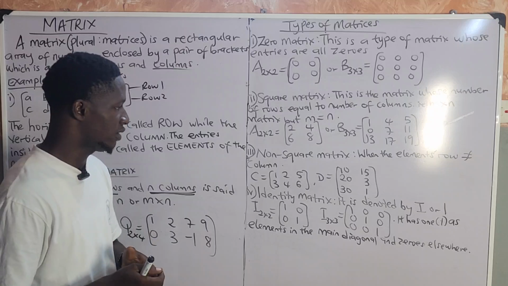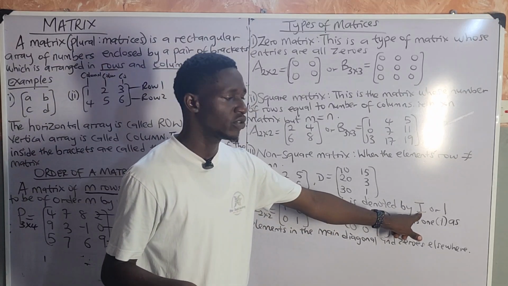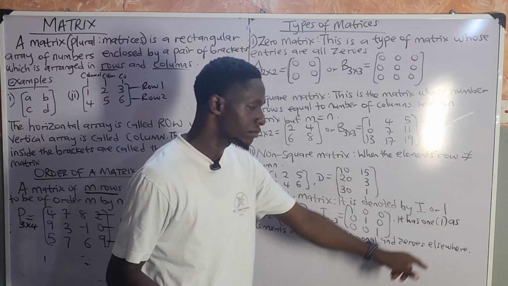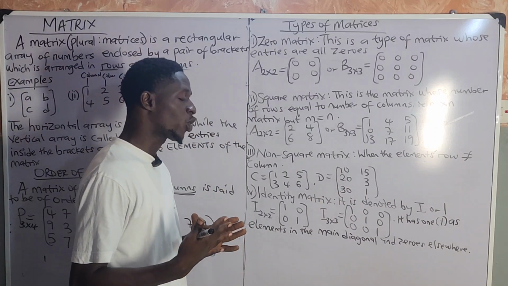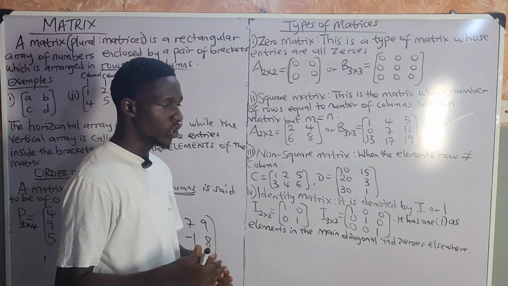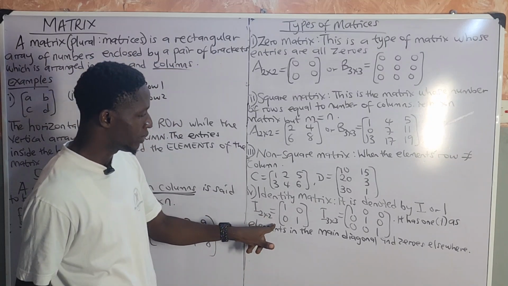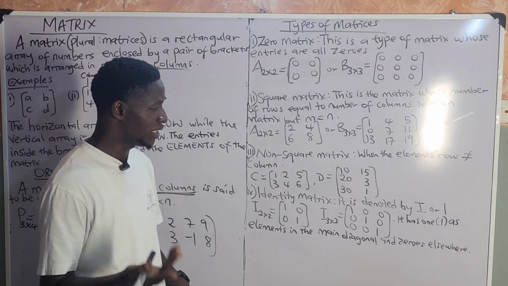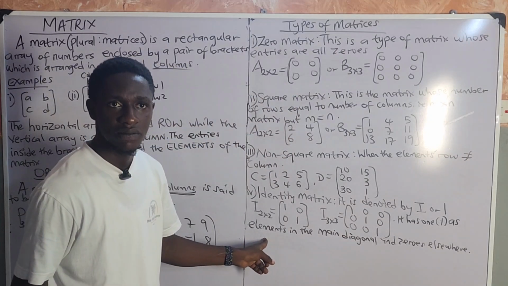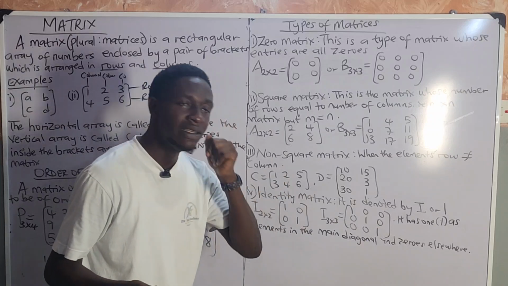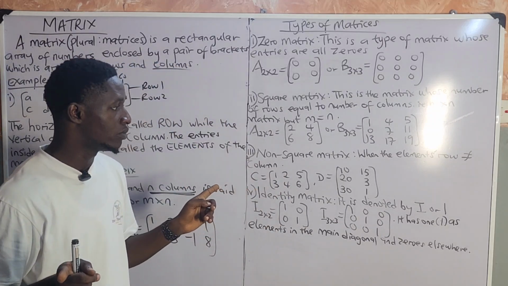Then identity. It is denoted by a capital I or just a normal I, and some textbooks call it the unit matrix. So this identity is 2 by 2, for example. This order is 2 by 2. What does it mean to be an identity matrix? It has 1 as elements in the main diagonal and 0 elsewhere.